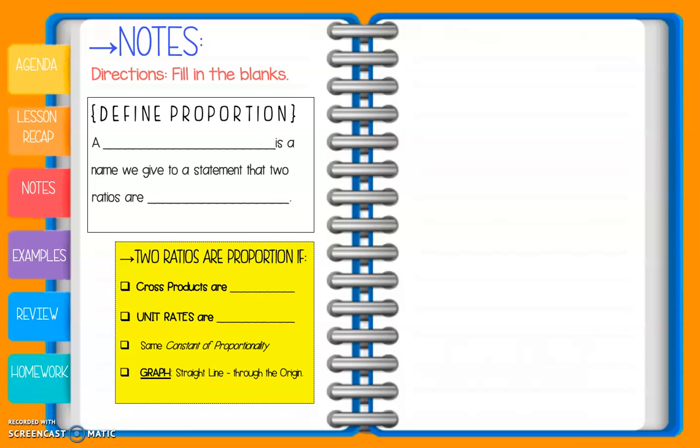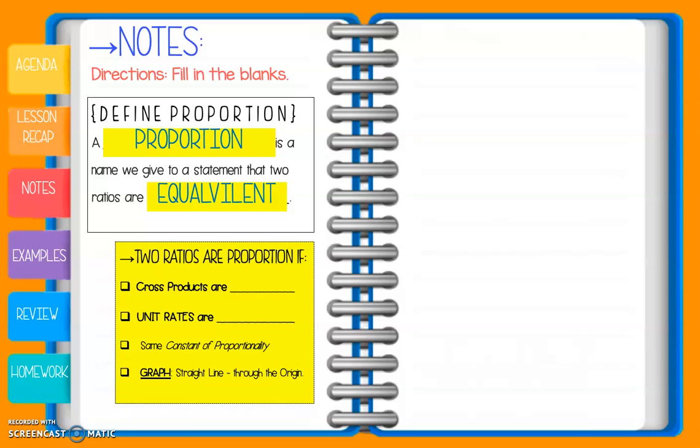Alright guys, so today in class we talked about our first two ways to test if two ratios are in a proportional relationship. And so we said we were going to do that by testing their unit rates and by testing their cross products. Okay, so first off, let's define a proportion again. A proportion is a name that we give to a statement that two ratios are equivalent.